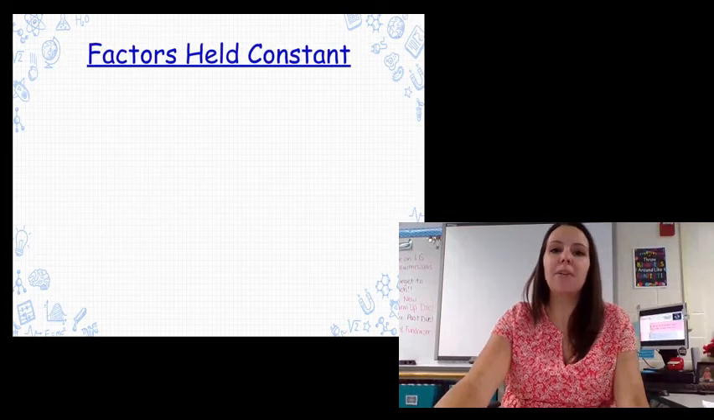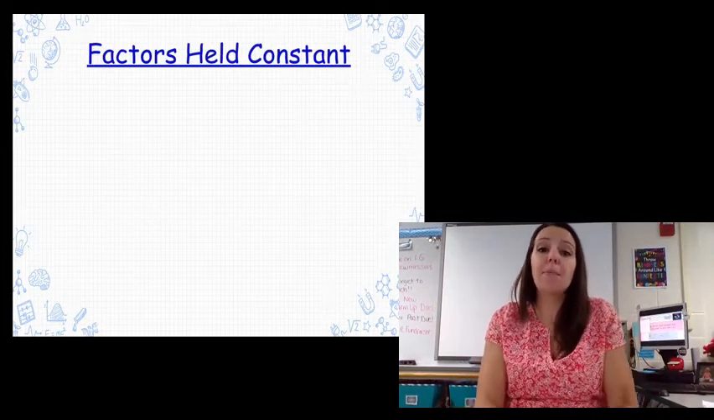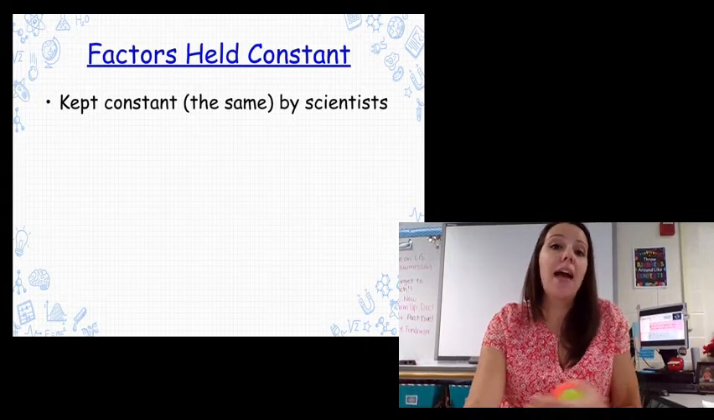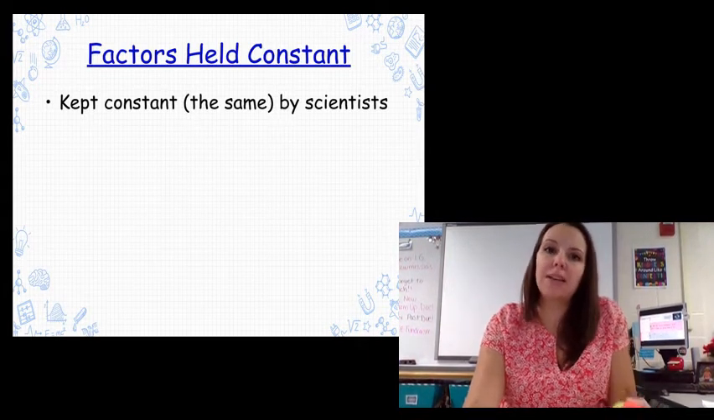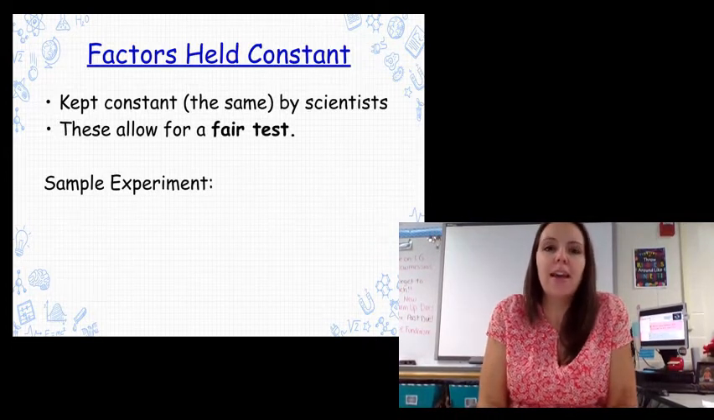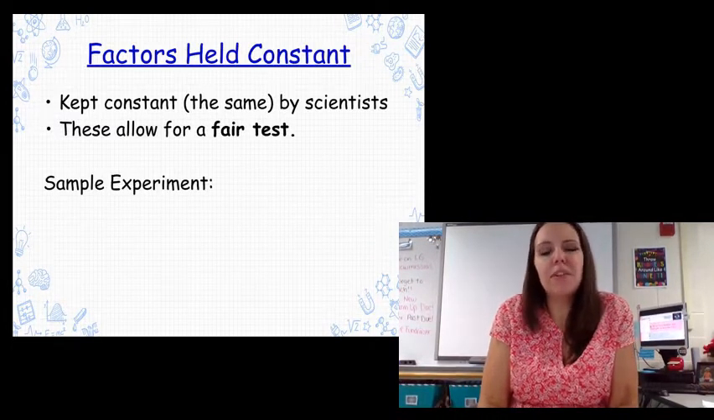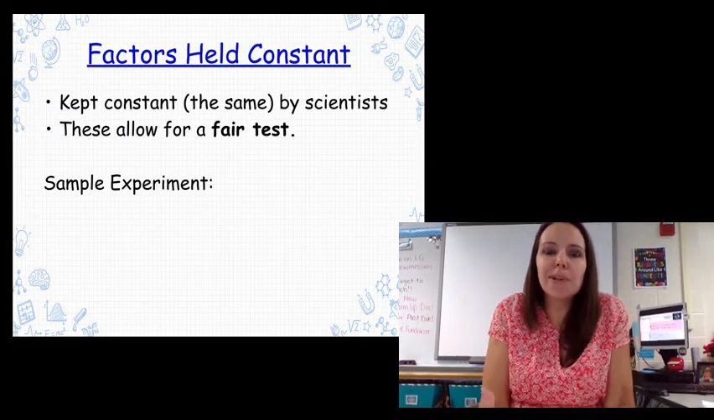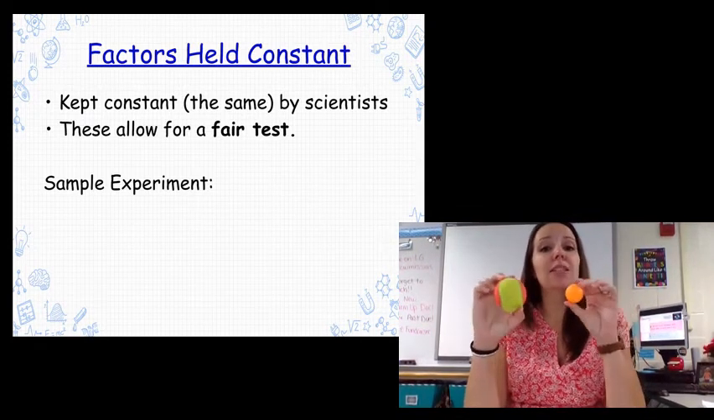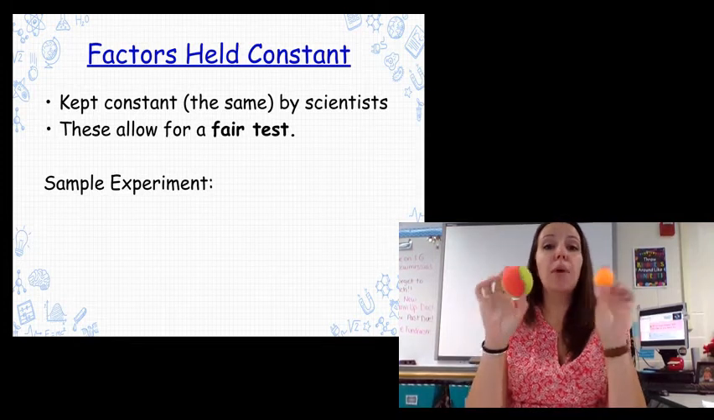The next thing to think about is factors held constant. It's important that you make it a really fair test by keeping everything the same except that one independent variable. So it'd be like if you were running in a race and one person got a head start. It wouldn't be a fair test. Or if you were running a race and one person was wearing sneakers and one person was wearing flip-flops, that wouldn't be a fair test either. So I want to make sure that in this experiment, it's a really fair test between which ball bounces higher.